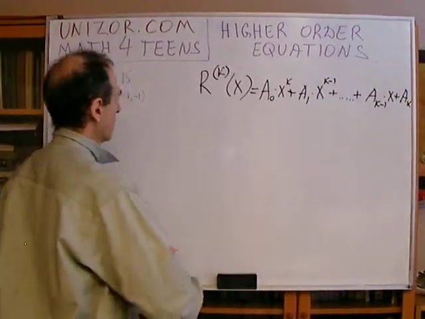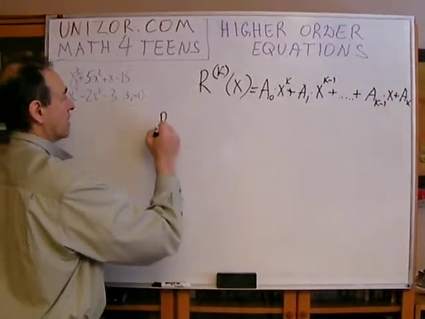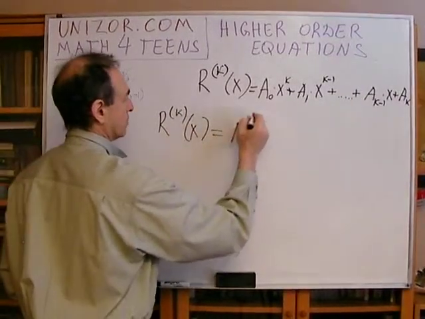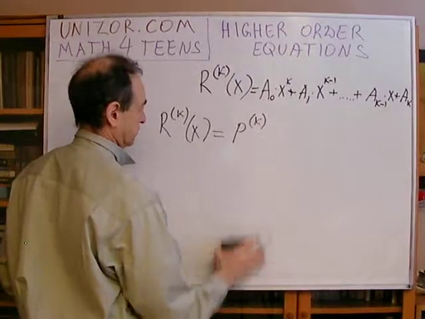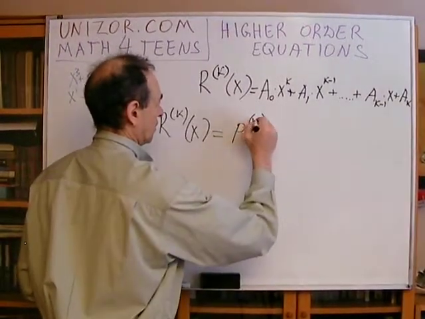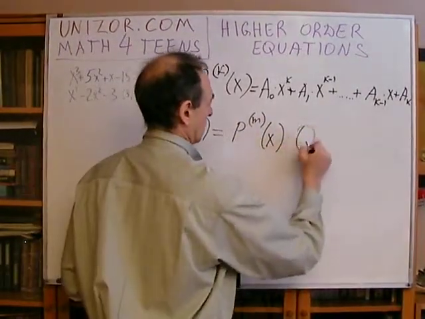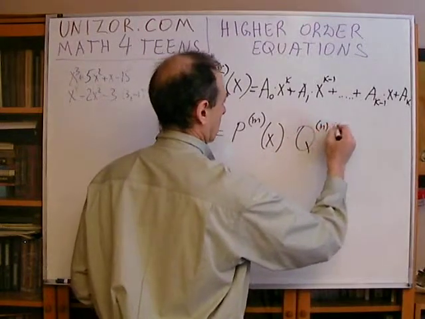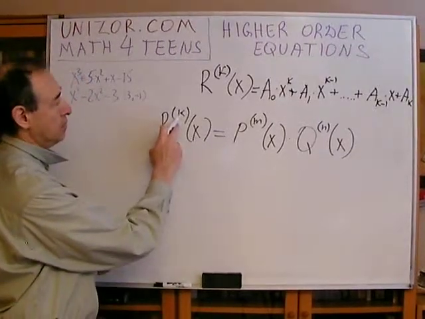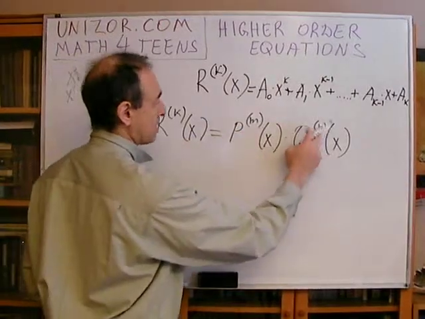Let's assume that our polynomial expression like this can be expressed as a product of one polynomial expression times another polynomial expression. Now, this is a polynomial of the kth order, this is of mth order, and this is nth order.